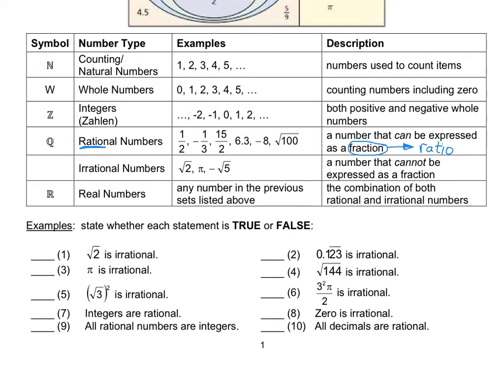So let's just burn through this true-false stuff. What do we got for rad 2? True, because it is indeed irrational. Is pi irrational? Yeah. Indeed. What about radical 3 squared? Irrational? False. Now the radical 3, sure, but when you square it, yeah.